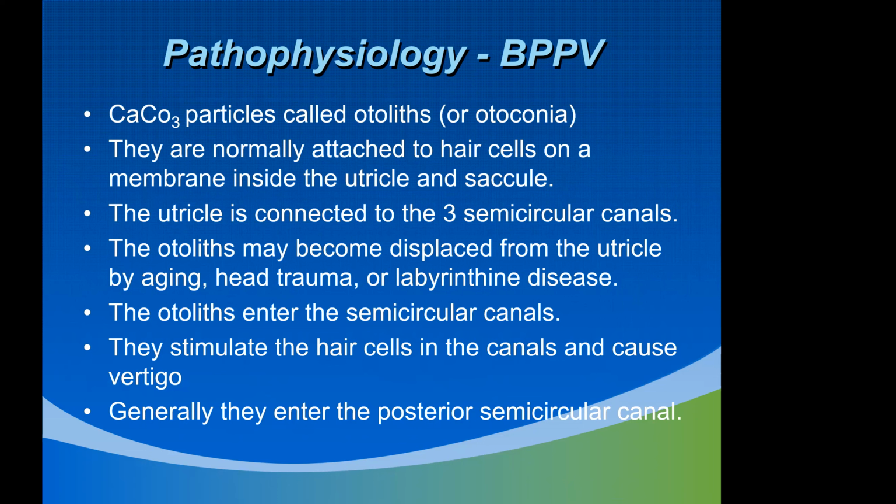The utricle is connected to the three semicircular canals. Otoliths may become displaced from the utricle due to aging, head trauma, or labyrinthine disease, and the otoliths now enter the semicircular canal. There are hair cells in the semicircular canal. They stimulate the hair cells in the canals and then cause the vertigo. The posterior canal is like this, the lateral canal is horizontal like this, the superior canal is like this. Otoliths easily enter into the posterior canal.